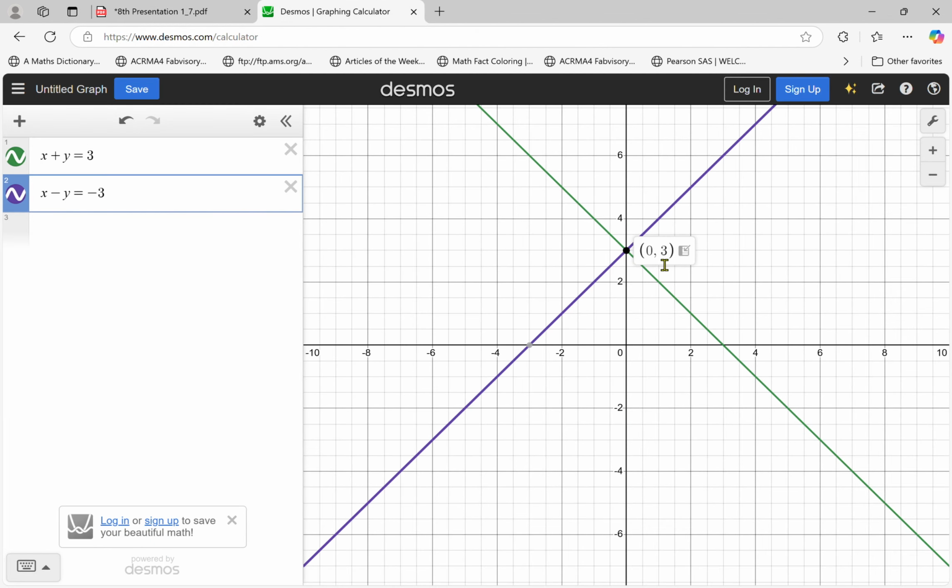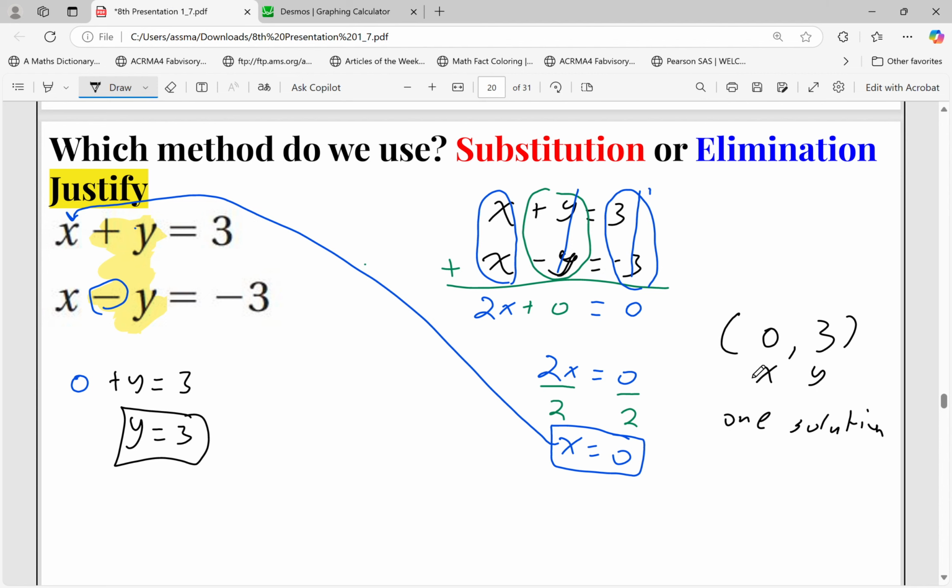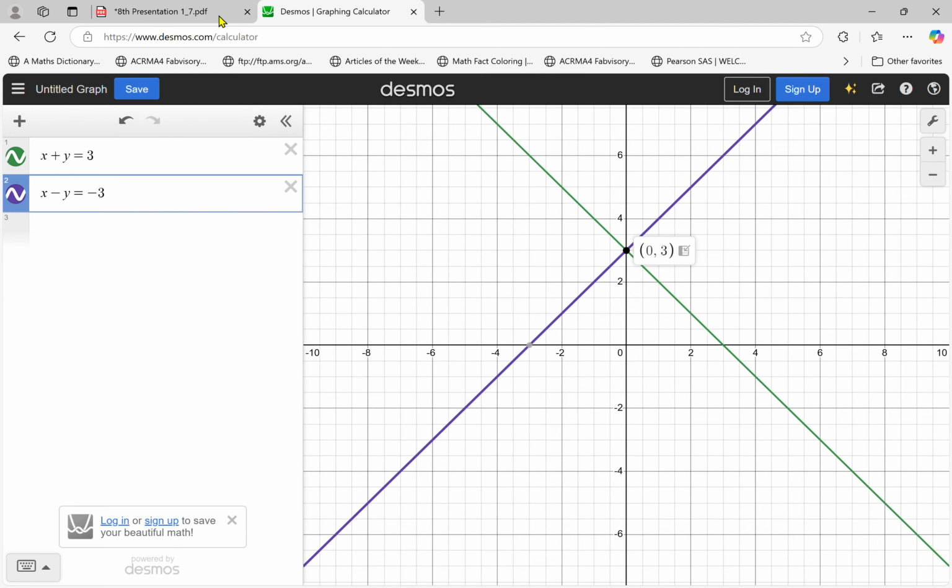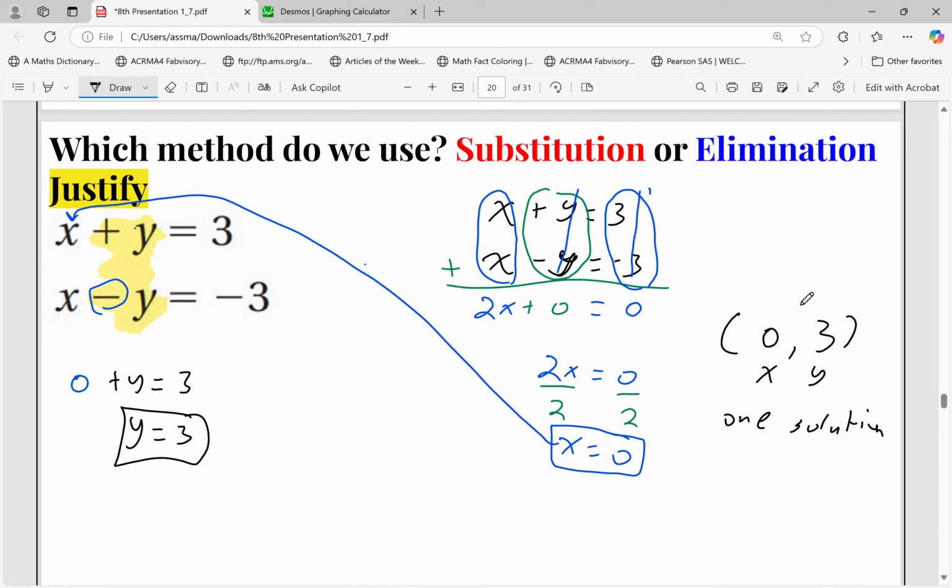And then notice that these two lines do intersect at x equals 0 and y equals 3, just like I had here. So notice I verified my answer using Desmos. Okay, so there's my answer right here.